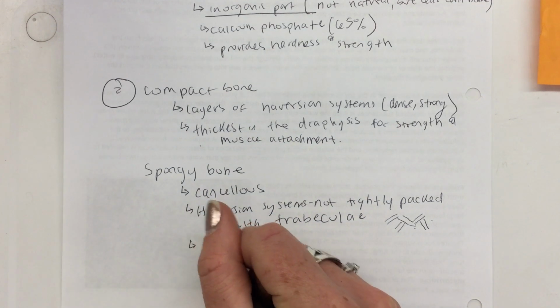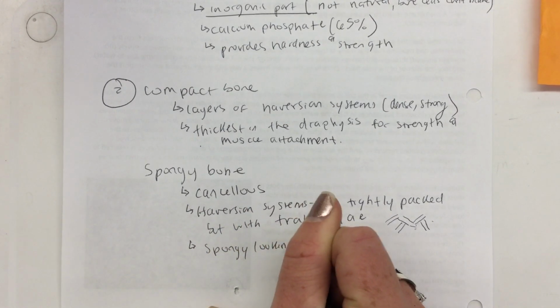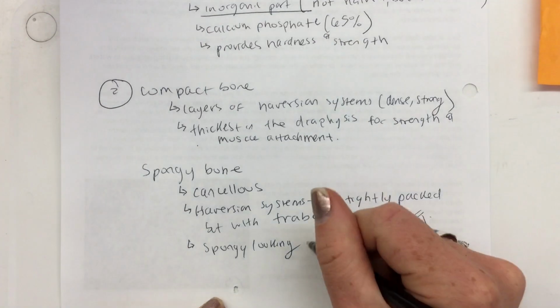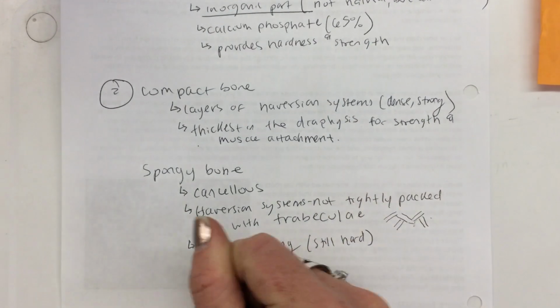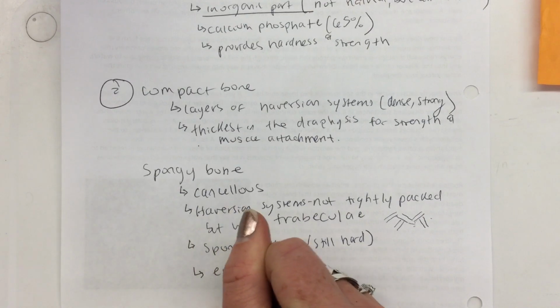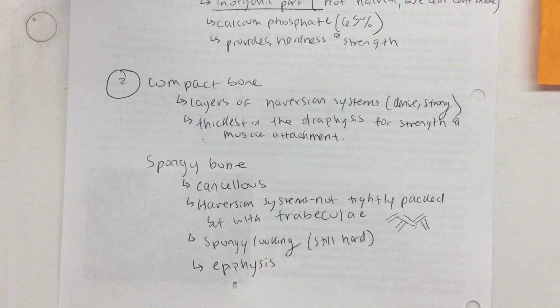Just to reiterate, it's spongy looking with many spaces, but again, it's still hard. And it's found in the epiphysis, as opposed to compact bone, which there's a little bit of in the epiphyses, but primarily compact bone is in those diaphyses, nice and strong.